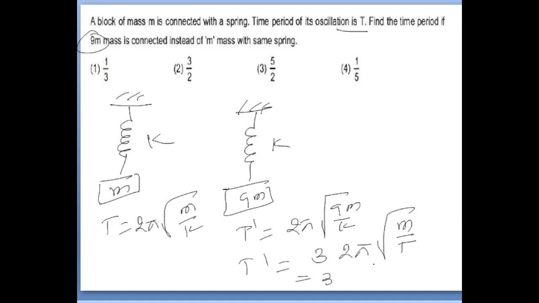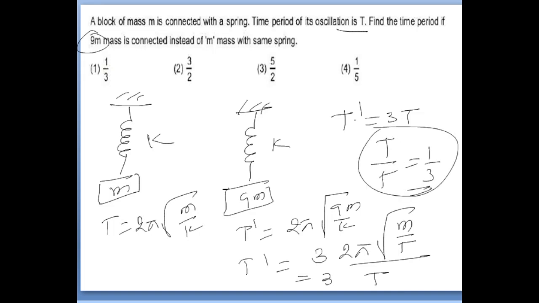So what you can write? 3 into this is nothing but T. So what is he asking? Find the time period if 9m is connected. So from this statement, you can write T dash equal to 3 into T. Right? I hope I'm doing it correctly. Okay. Yes. So he is asking that if you do T by T dash, how much will you get? 1 by 3. So 1 by 3 will be your answer.